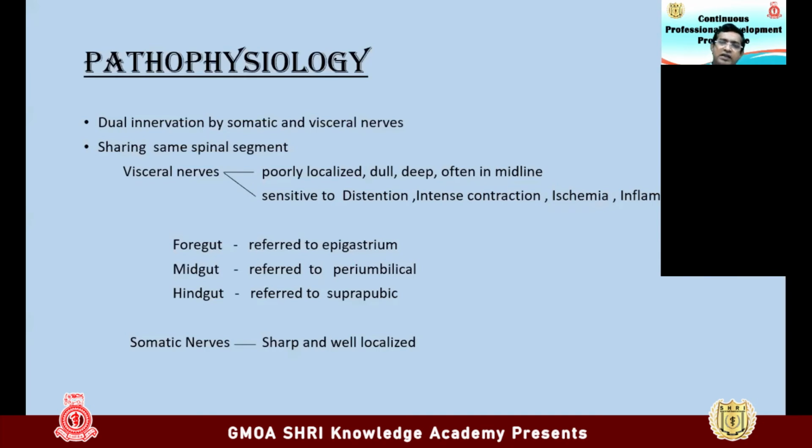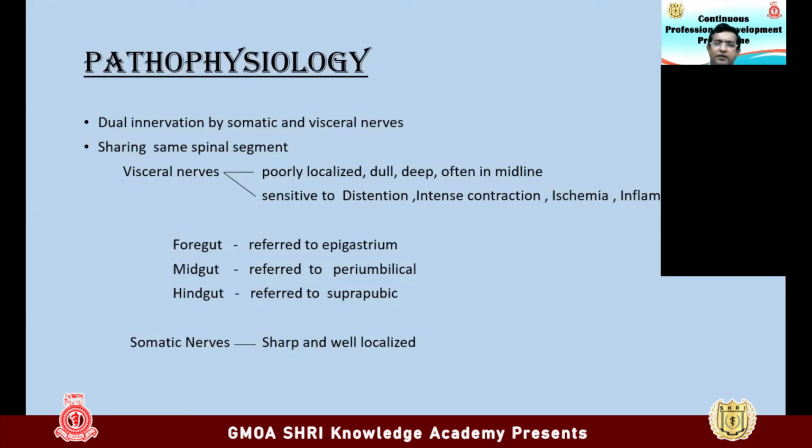And when the disease progresses, the somatic nerves can get involved. The classical example is appendicitis. Initially the patient has a central generalized kind of pain, and later it comes to McBurney's point in the right lower abdomen due to the involvement of the parietal, somatic nerves. So those are sharp and well localized. Apart from that, the involvement process usually depends on embryological development. Foregut refers to the epigastrium, midgut to the periumbilical area, and hindgut to the suprapubic area. So these pains can refer to these areas.